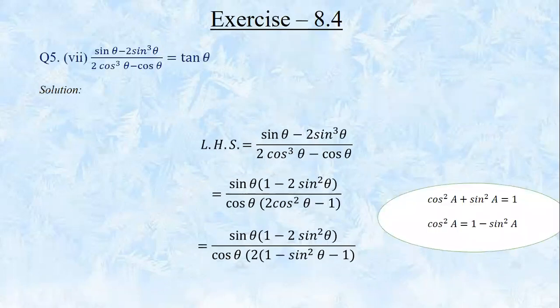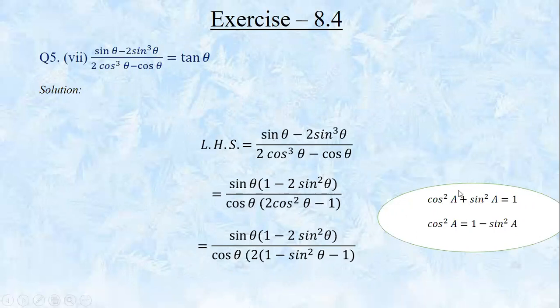Moving on to the seventh question, (sin theta minus 2 sin cube theta) divided by (2 cos cube theta minus cos theta) equal to tan theta. Let us consider the LHS first. From the numerator, we will take sin theta common outside. From the denominator, we will take cos theta common outside. So we are left with sin theta into (1 minus 2 sin square theta) divided by cos theta into (2 cos square theta minus 1).